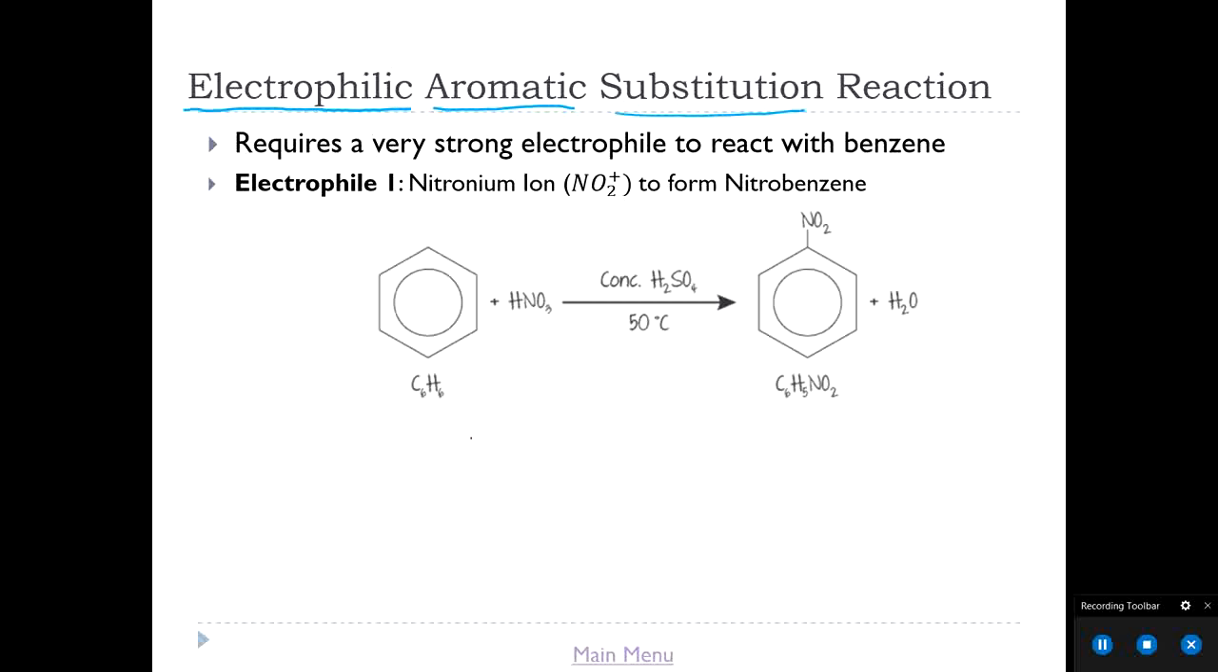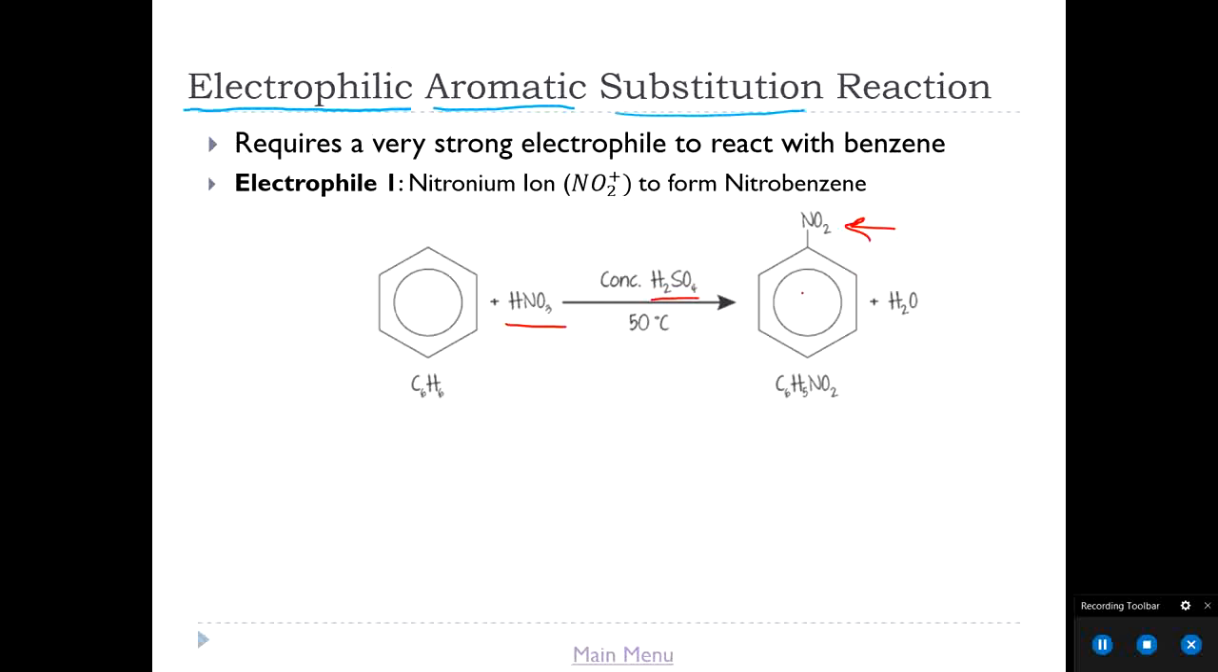So we do need quite a strong electrophile in order to react with benzene. And the first one that'll work is the nitronium ion. Okay, this is a longer reaction we'll look at later in chapter 20. For right now, you just know that you can form the nitronium ion from benzene. So we take benzene, we add nitric acid with a concentrated sulfuric acid catalyst, heat it up a little bit, and what this does is it forms nitrobenzene by adding the NO2 to our benzene ring.